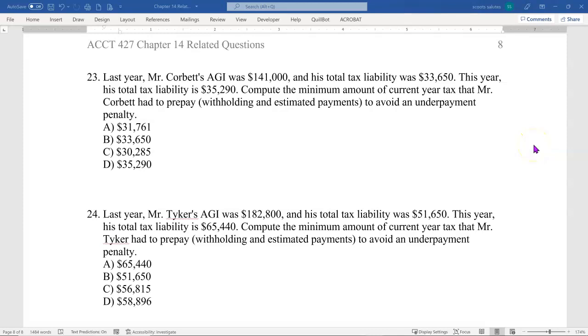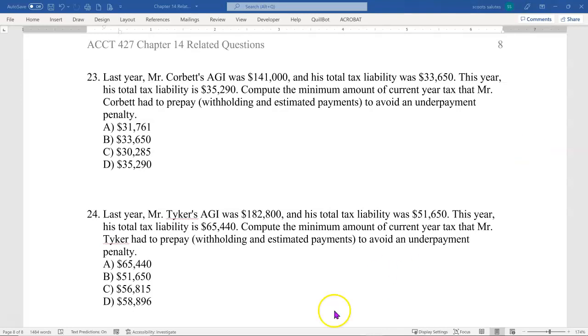We're still looking here at Chapter 14 related questions. Number 23 says last year, Mr. Corbett's adjusted gross income was $141,000, and his total tax liability was $33,650. This year, his total tax liability is $35,290. Compute the minimum amount of current year tax that Mr. Corbett had to prepay through withholding and estimated payments to avoid an underpayment penalty.